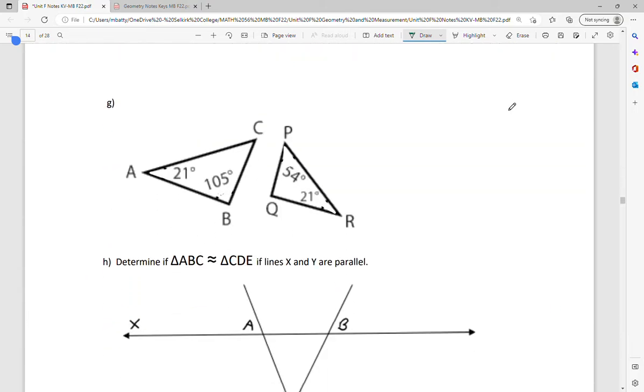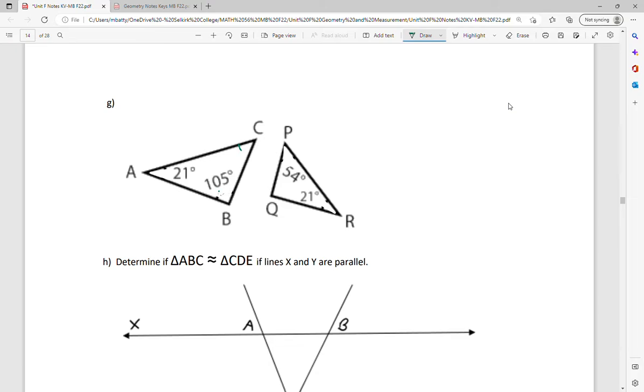So we can take this a little bit further here. These ones are a little bit more challenging. We want to know, are they similar triangles? And if they are, how do you know that they are? So the labels on here are a little wacky. Sorry for that. We've got two different triangles, and we've got some angles on them. So we've got a 21, 105, 54, and 21.